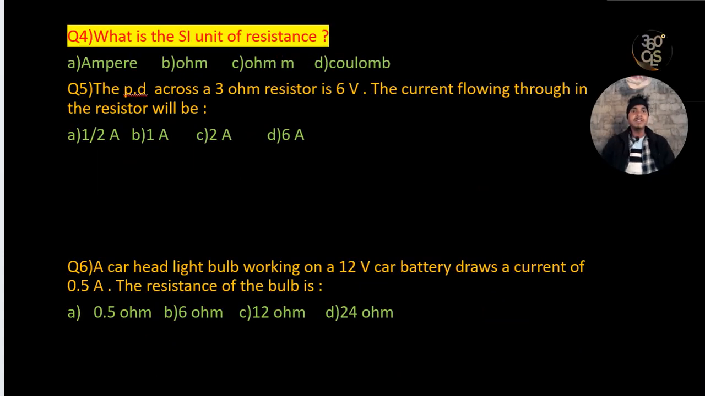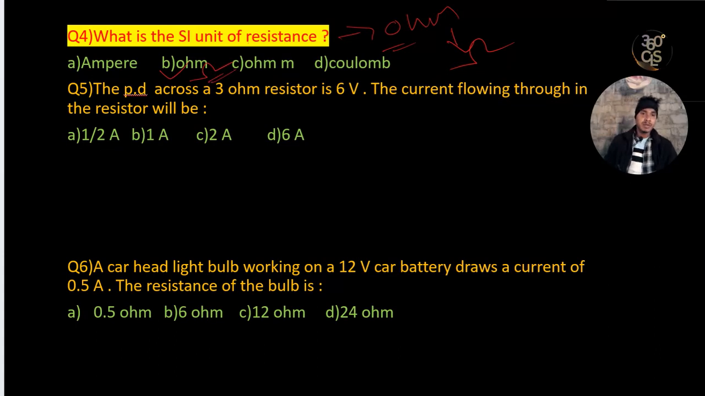The next problem is, what is the SI unit of resistance? So the SI unit of resistance, we know, is ohm, that is O H M, which is denoted by omega. So the answer is B. This is ohm, and it is denoted by omega.